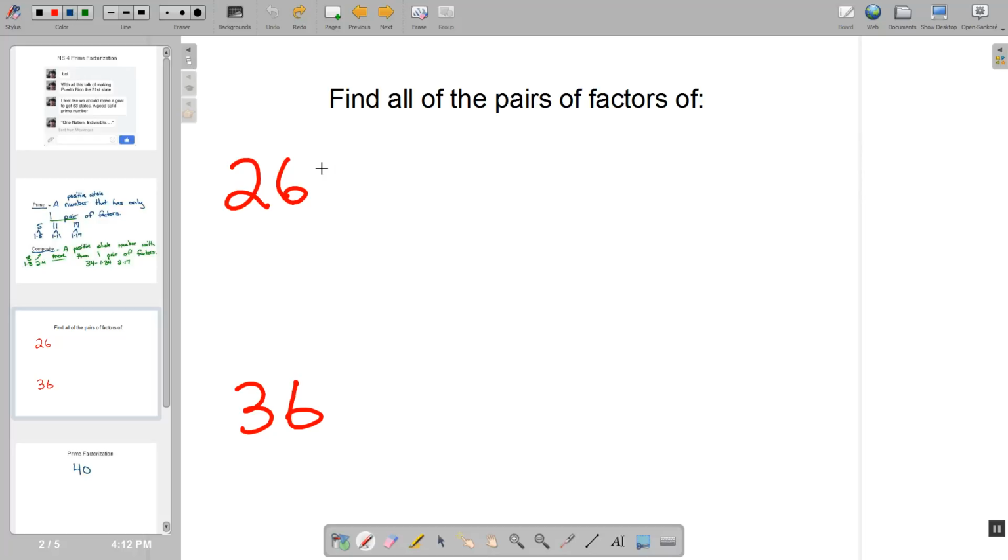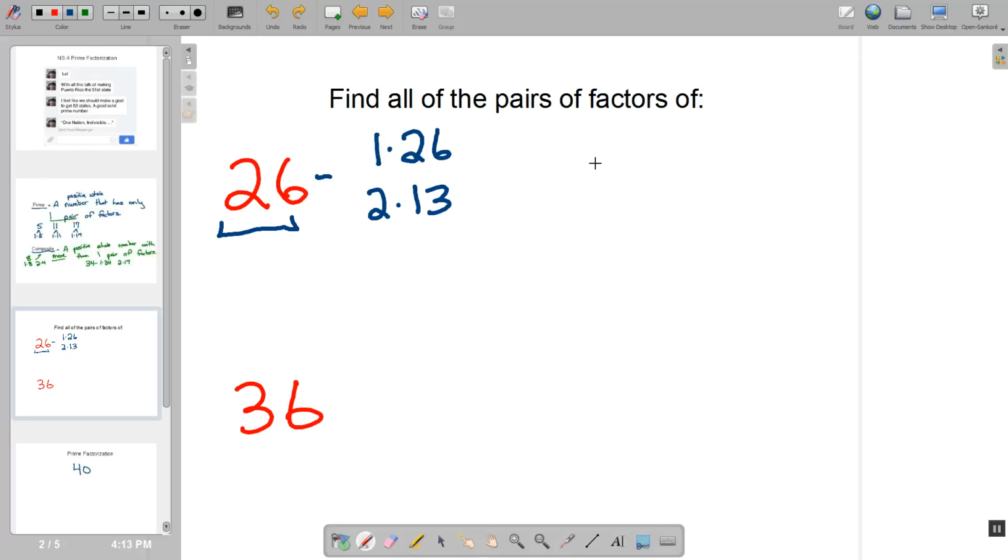Let's start with 26. Now, the first pair of factors that's usually pretty easy to find is 1 times itself. Every number has 1 times itself as a pair of factors. Now, the number 26 is even, therefore we can break it down into 2 times, and then 26 divided by 2 would be 13. Therefore, we have 2 pairs of factors. This is not divisible by 3, not divisible by 4, not 5, not 6, not 7. And so the only 2 pairs are right here.